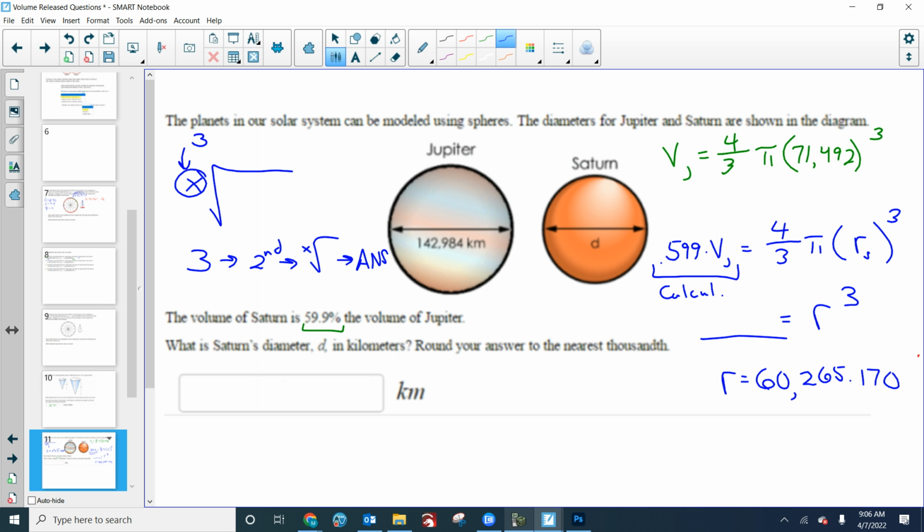Okay? Because didn't it ask us for the diameter? And that's the radius. So you have to double it. So the diameter is 120,530.34. It's a 0. They asked me to go to 3 decimals. I'll put the 0 in there, even though it doesn't affect me. Questions?